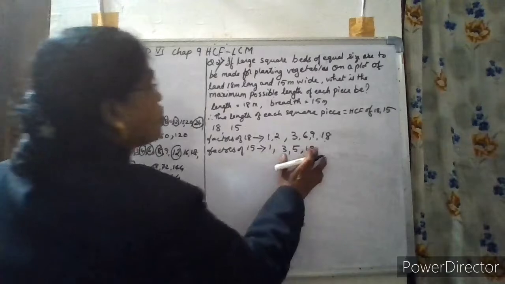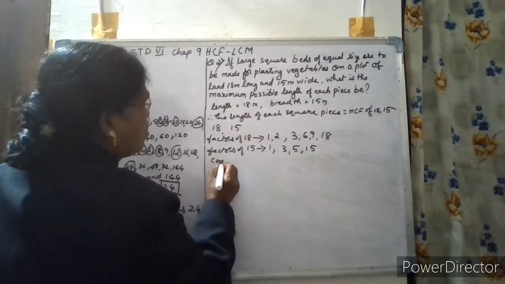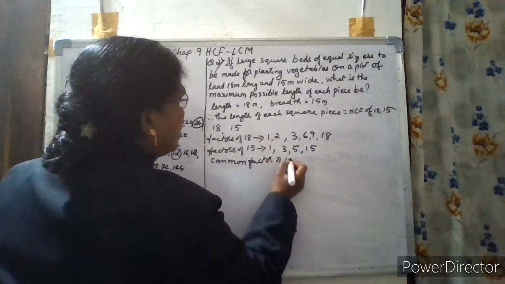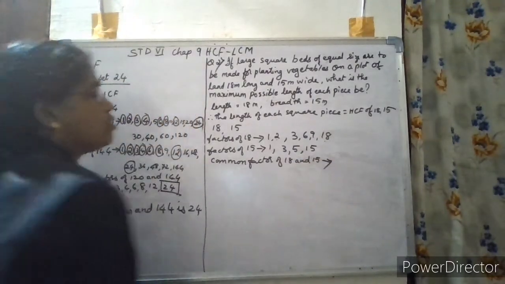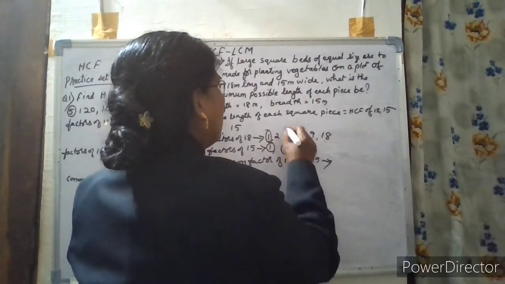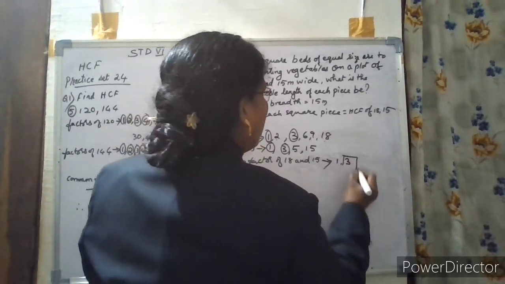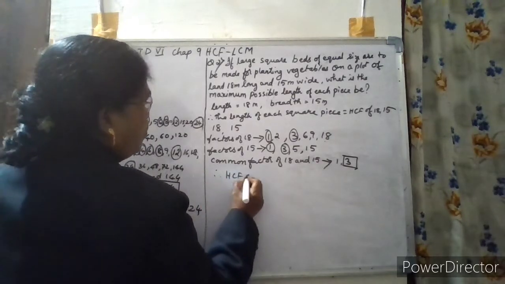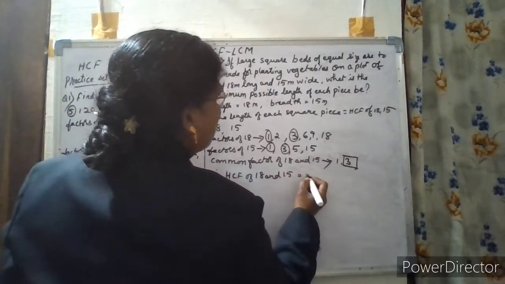So therefore here, what is the common factor we have to find out? Common factor of 18 and 15 is what? Common factors 1, 3. Yes, 1 and 3 only. So among this the biggest one is 3. Therefore, HCF of 18 and 15 is equal to 3.